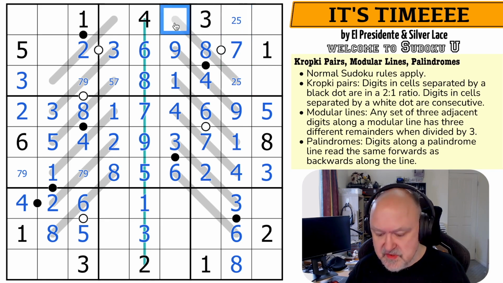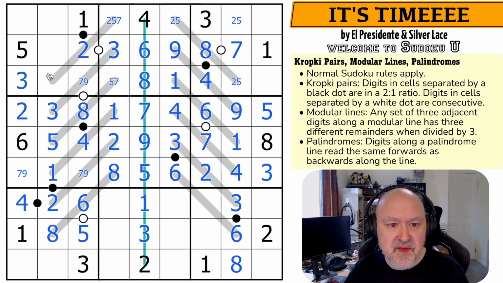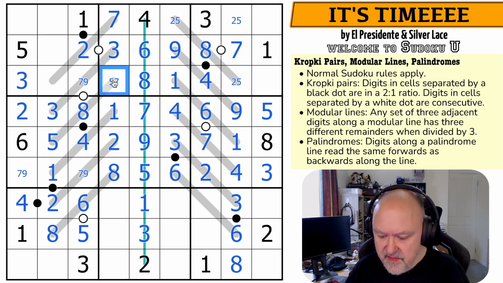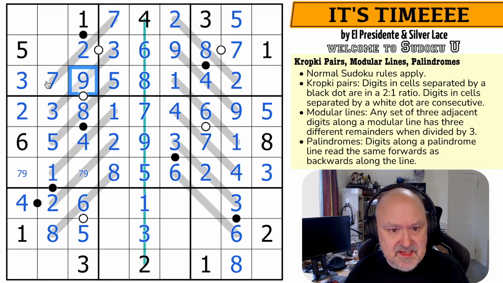So this becomes 2 and 5 because of the palindrome, and that gives me a pair in row 1 as well, which is nice. So this has got to be really restricted. This is from 2, 5, 7, which reflects down here. So it can't be 2 or 5. That's a 7. That's a 5. That's a 2, which means this is a 5 and this is a 2. The 7 reflects down to there, making this the 9, which makes this the 7 and this the 9.